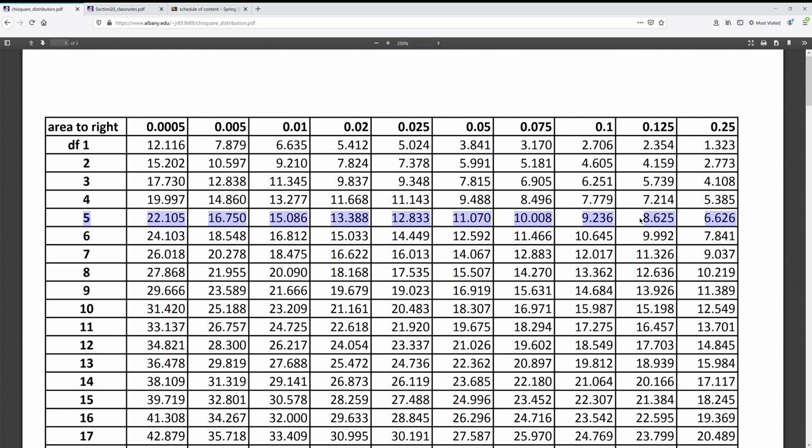So we're tracking down 7.5 on the degrees of freedom 5 line. And there it is, between the 6.6 something and the 8.6 something. So the area to the right, the corresponding p-value, is between 12.5% and 25%. There are hypothesis tests that use the area to the left, but we're not going to talk about those in this course. We're always going to be finding our p-value on the chi-square chart as the area to the right.